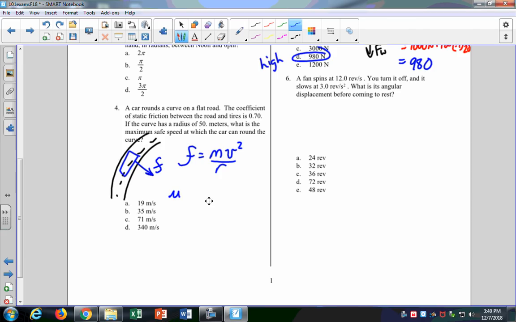The frictional force is mu times the normal force. Notice my masses cancel. That's good because the maximum speed on a road is not set by the mass of the car. The same is true for a Hyundai or a Hummer. Here I was looking for v. It's just the square root of mu g r. I think it was 19 for this one: the square root of 0.7 times 10 times 50.